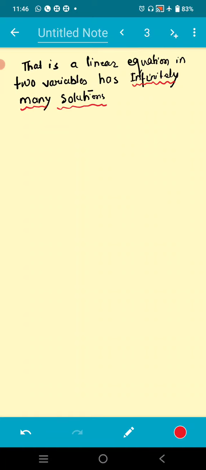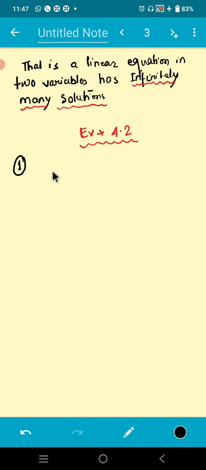So now let's proceed to exercise number 4.2. Now in this exercise I will teach you how to find out the solution of any equation. Fine, how to find out the solution of any equation. Now what is the first question? Now exercise 4.2. Okay, what is question number 1?